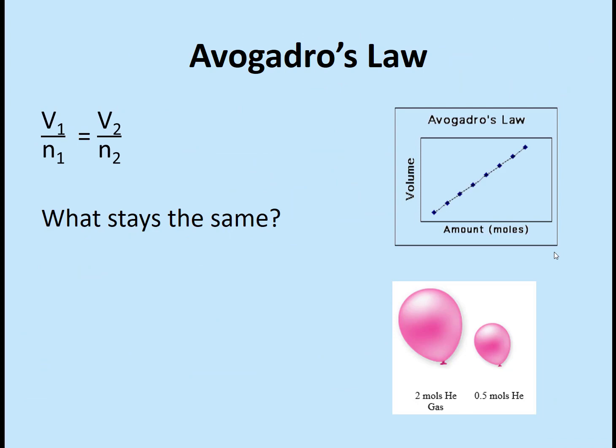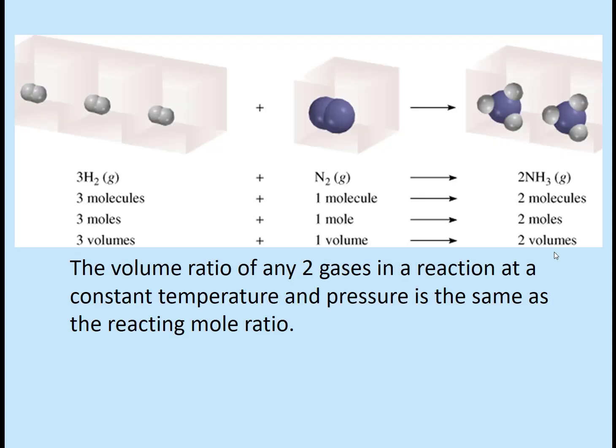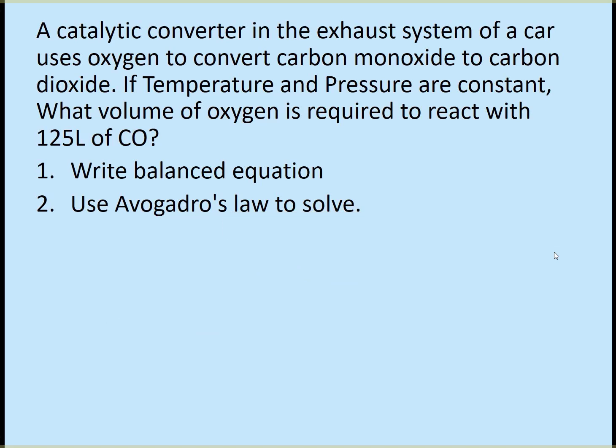So looking at Avogadro's law, we found that the number of moles and the volume changes. So that means that pressure and temperature stay the same. And we also know that the volume ratio of any two gases in a reaction at a constant temperature and pressure is the same as the reacting mole ratio. So that volume and that mole, there is a relationship there. So let's do this problem.